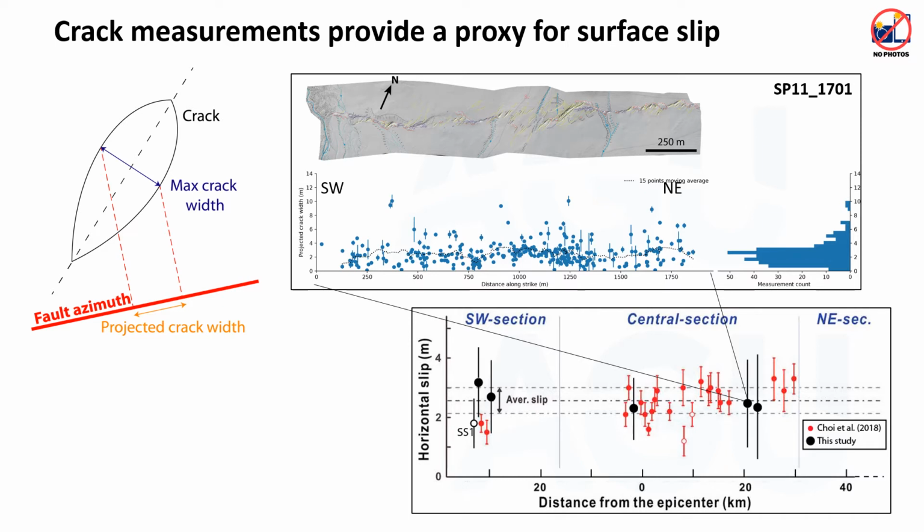And what is interesting is that when this range is compared to the horizontal offsets measured in Choi 2018 study, we obtain something consistent. And if you look at the comparison for the southwestern section, it seems that we are even able to discriminate well the slip on the Tsetserleg fault, see the two black dots on the left, and its small conjugate branch, see the two values of Choi in red, and our value for site SS1 in white. This seems to validate our hypothesis about the projected crack width as a proxy for surface slip.